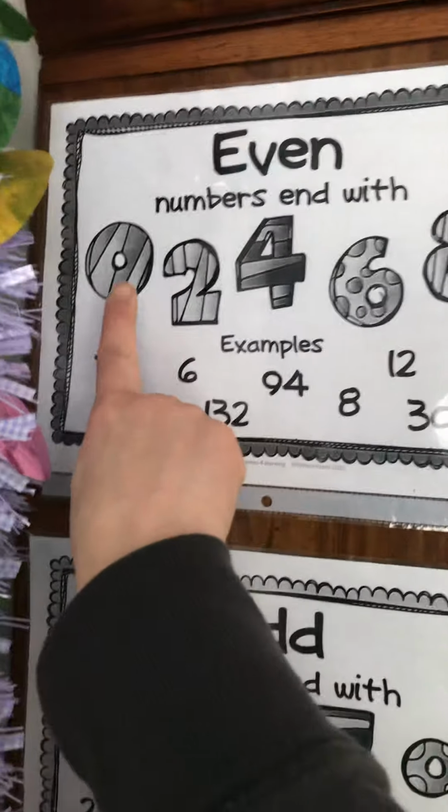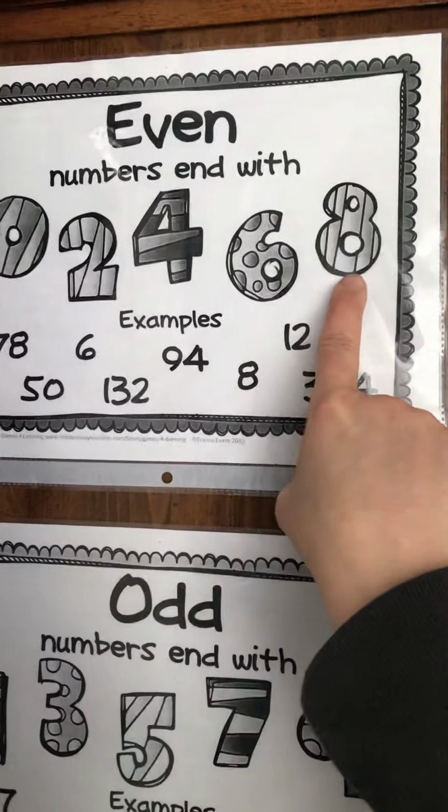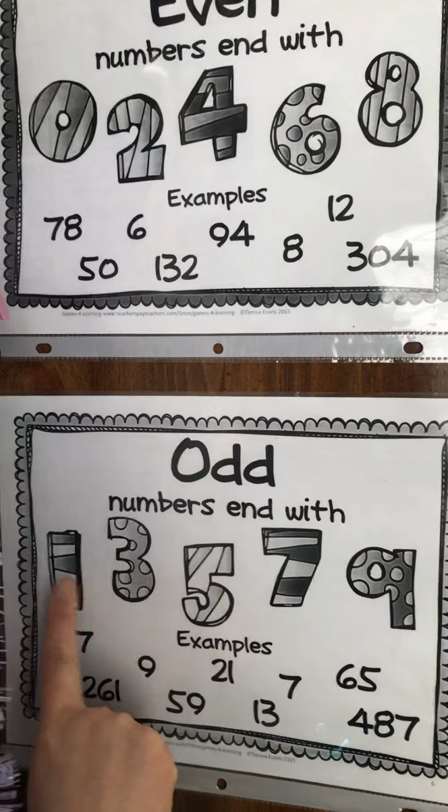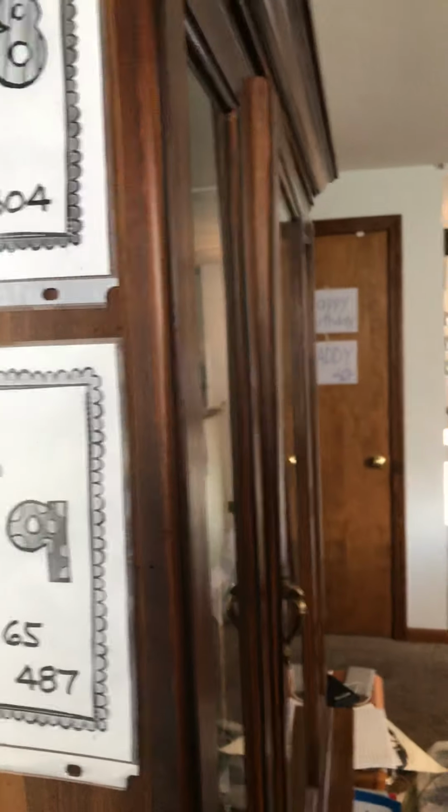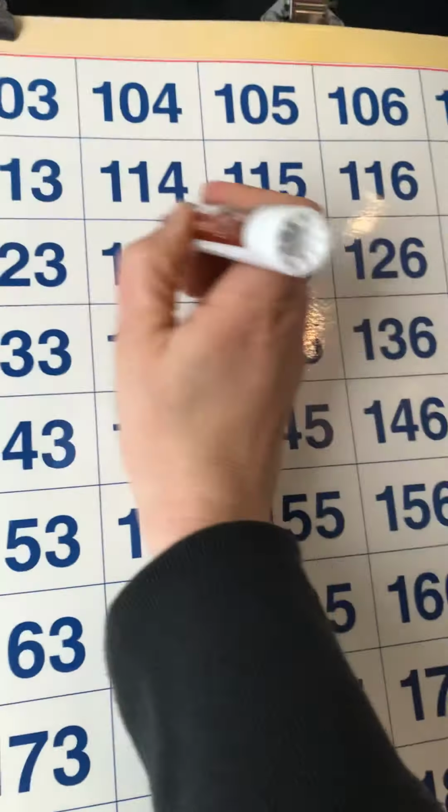Let's take a look at our odd and even chart. Remember, even numbers, say the pattern: 0, 2, 4, 6, 8. Odd numbers: 1, 3, 5, 7, 9. We're going to count by twos from 124 to 156. Now we're counting by twos, which means that our pattern shows up in the ones column and it is even. When we count by twos, we skip one number.